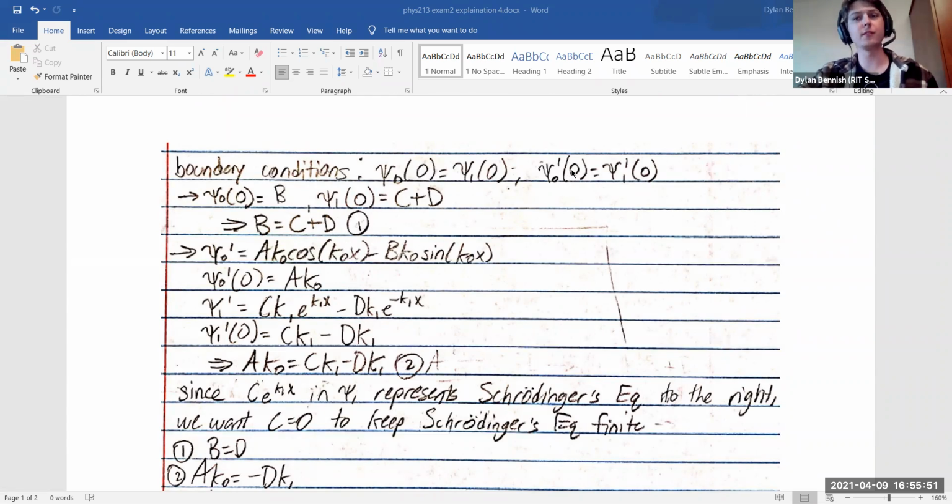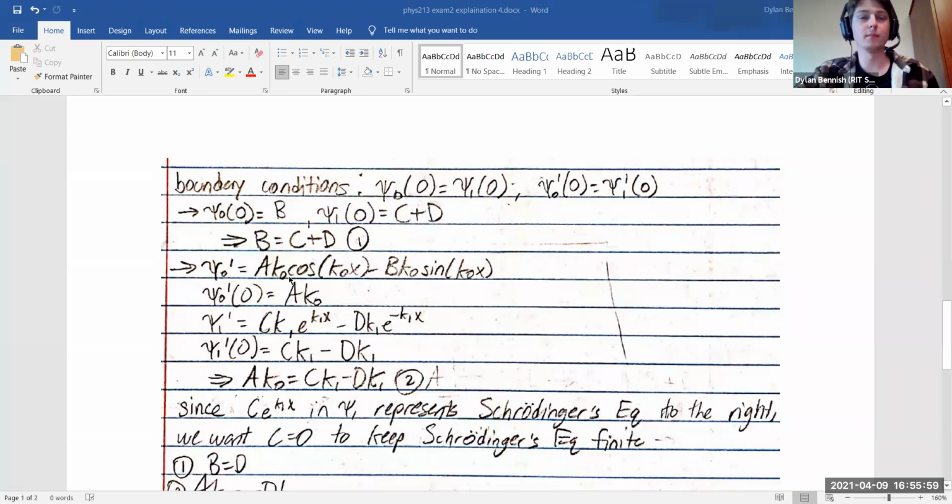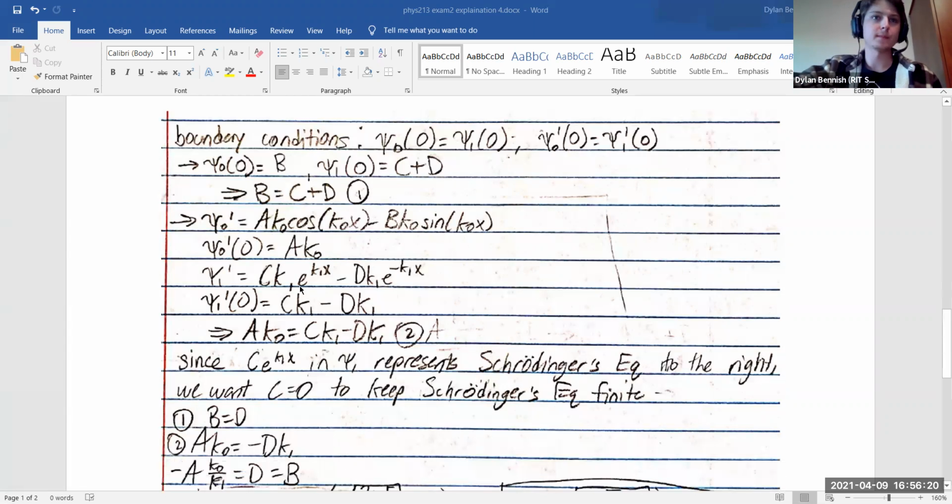And the other boundary condition is that the derivatives are equal at x equals 0. So we take derivatives of the function, which is pretty straightforward. We have a k naught cosine k naught x minus b k naught sine k naught x. This is negative because we had a cosine. This is positive because we had a sine. And now we have to plug in x equals 0 for these. We know the cosine term will go to 1, the sine term will go to 0. So we're left with a k naught.